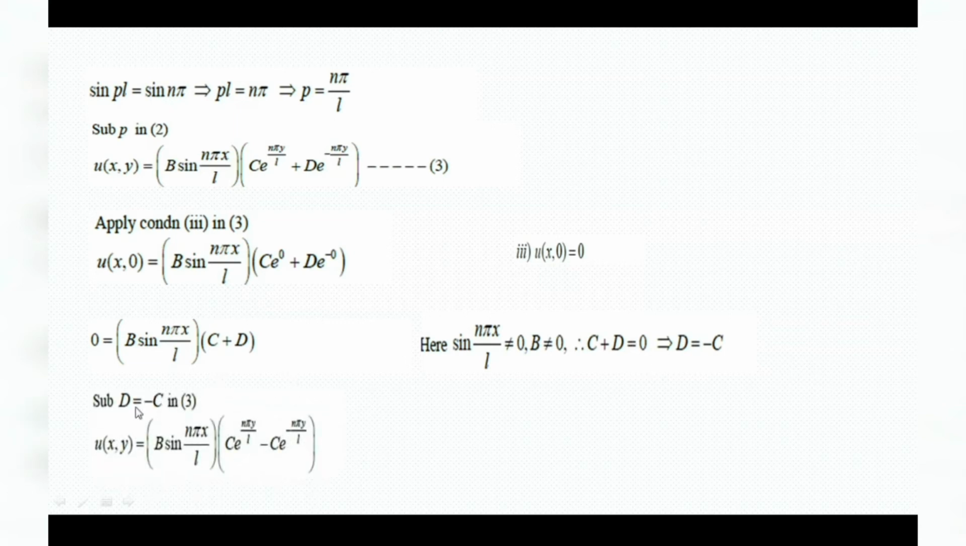So, here we are replacing our D by minus C. And therefore, we will get in this equation B sin n pi x by L, C e power n pi y by L minus C e power minus n pi y by L. C is common, so we can take that out, and it is a single constant. Now we can write this as sinh n pi y by L, provided we have a 2 in the denominator. So for that we are multiplying and dividing by 2. Therefore, what we get is 2 into sinh n pi y by L in this place.